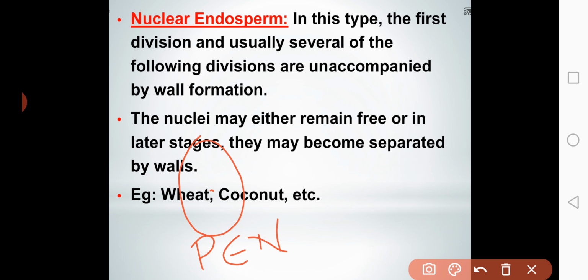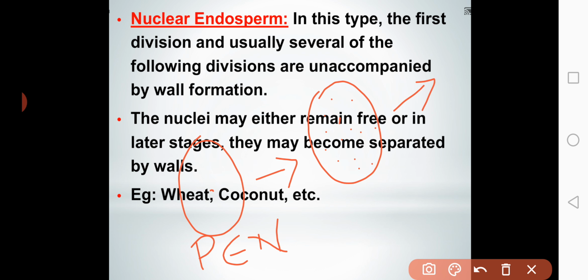During the nuclear type of endosperm formation, the nucleus of the primary endosperm cell divides repeatedly to form many nuclei. So here only the nuclear divisions take place, not the cytoplasmic division. After repeated divisions within the primary endosperm cell, it produces many nuclei.